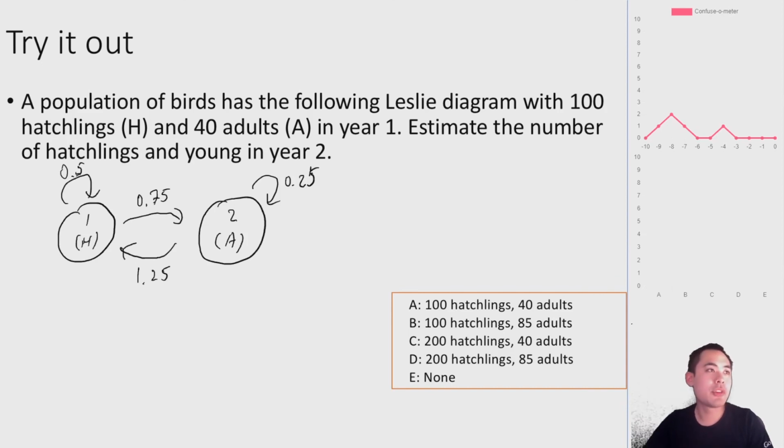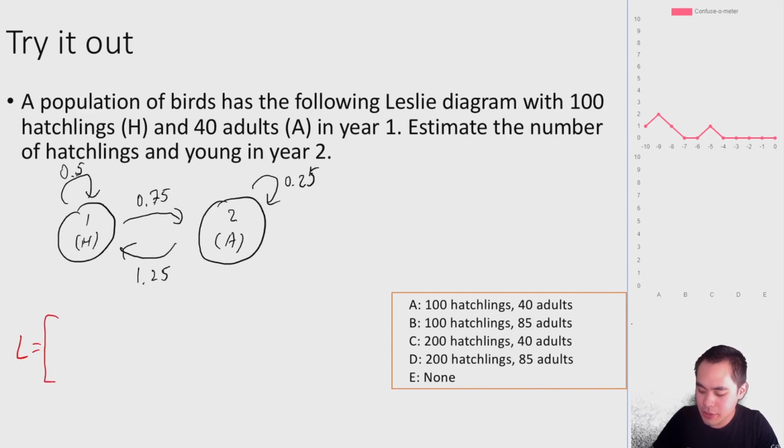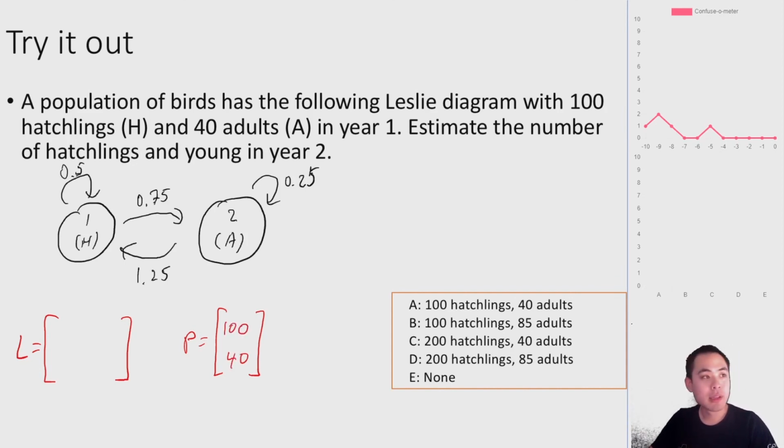Well, I might give you a hint because this seemed a little bit difficult for people. So one of the things you're going to need to figure out is what L is. So what is this matrix? And you're going to need to figure out what P is. What is this vector? So P is going to be relatively easy, right? Because that's just going to be 100 and 40, because hatchlings and adults. This L matrix is a little bit harder because you need to look at each of the arrows and turn them into an entry in the matrix.